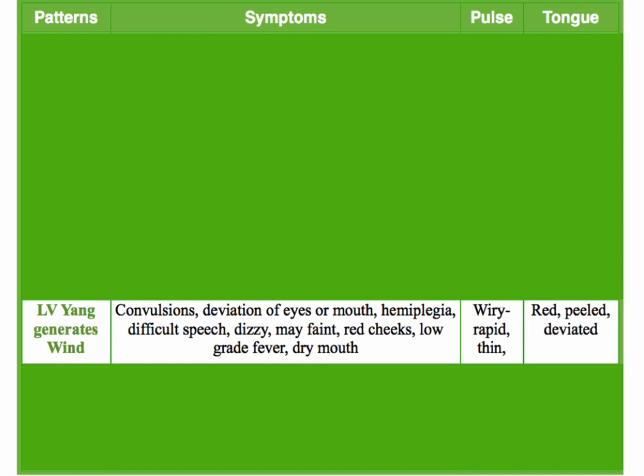So I wanted to show you one. I could do a whole video on internal pathogens and talk about how we get them and how they come up. But for this one, just to give you an idea, internal wind means that things are going to move, right? So there may be convulsions, deviation of the eyes or mouth, like with Bell's palsy, or hemiplegia, or after a stroke, for example. That's liver yang generating wind.